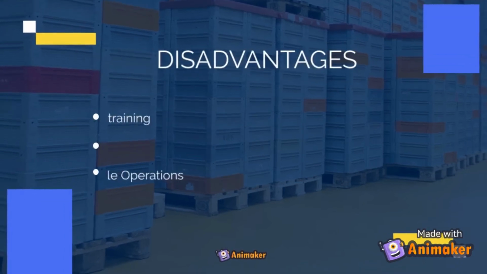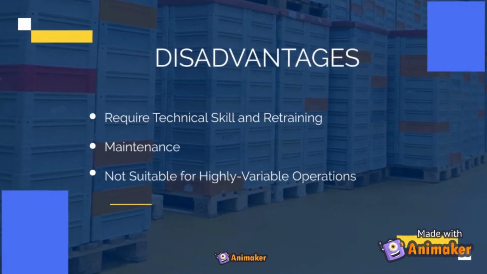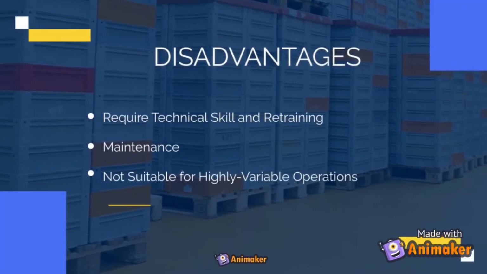Next, these are the disadvantages. Firstly, required technical skill and retraining. As with any new warehouse equipment, your employees will need to be adequately trained to safely handle the new systems and get the most out of the technology. Next, maintenance. As with any kind of equipment or technology, the system will need to undergo routine maintenance and occasional repair. This will undoubtedly lead to some operational downtime as occasional repairs and maintenance are made.